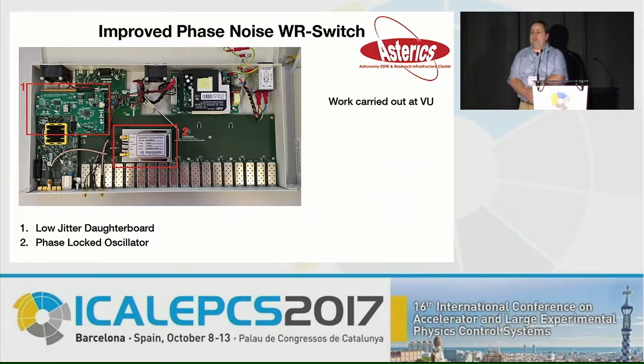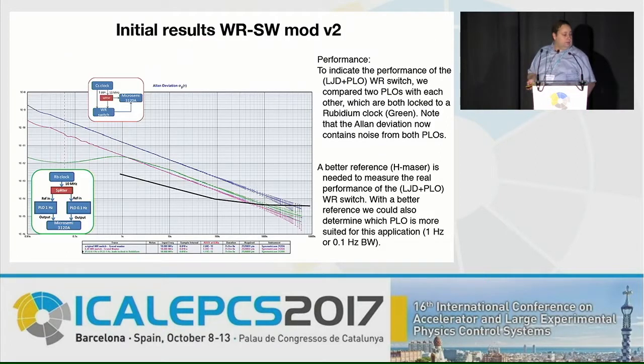What we need to do for this is to improve the phase noise of a White Rabbit switch. So here you have one with the low noise jitter daughter board built in, and also with a very stable oscillator built in.